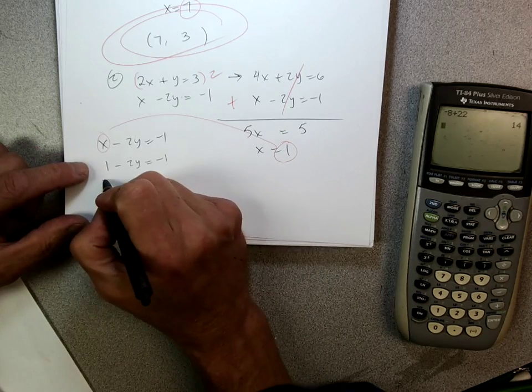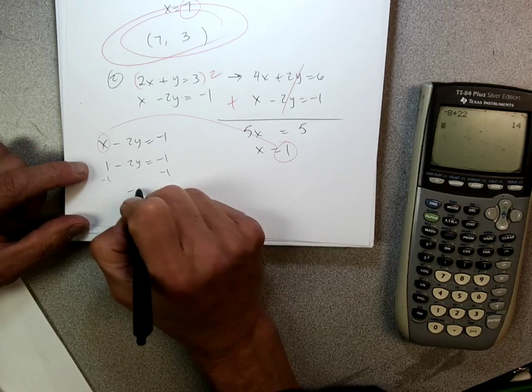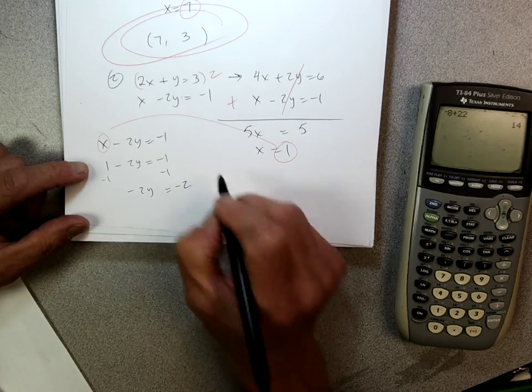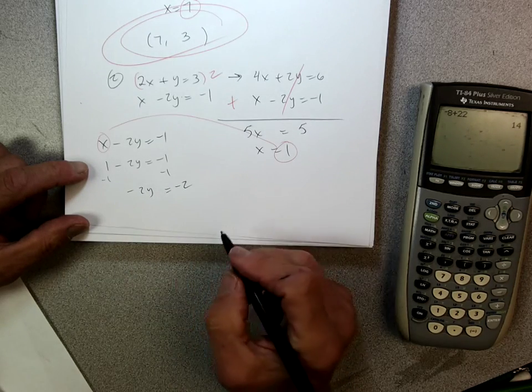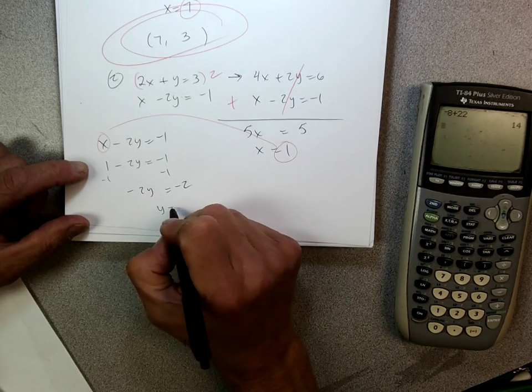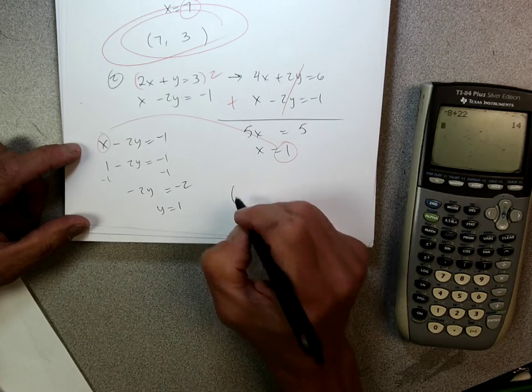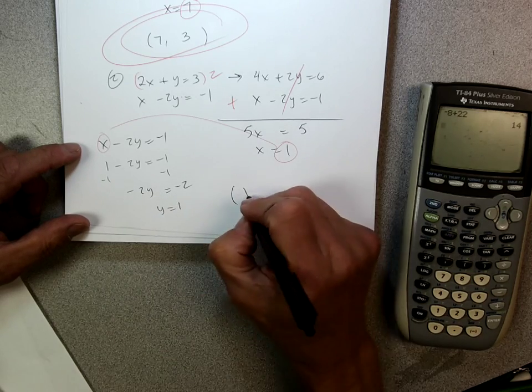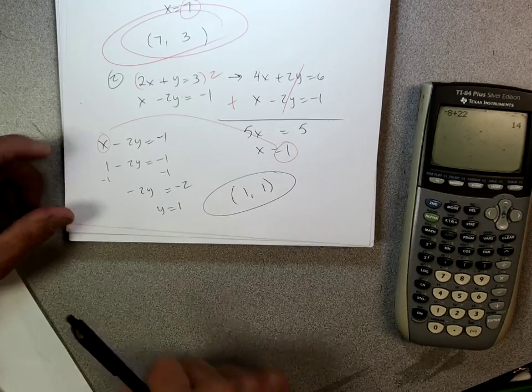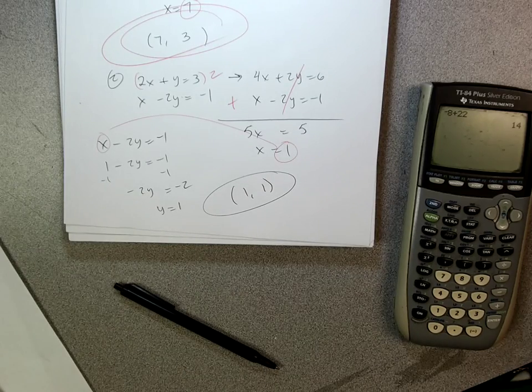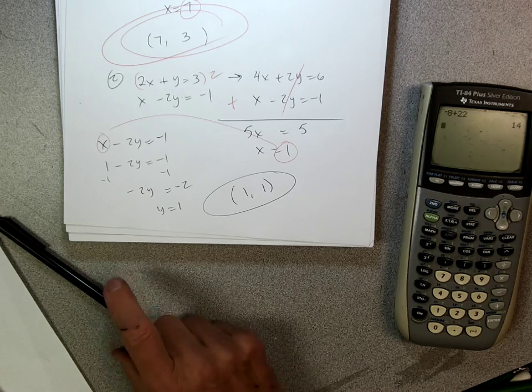So minus 1, we're going to negative 2y equals negative 2, right? Divide by negative 2, and y is 1. So my answer is going to be (1, 1). Okay? Alphabetical order, x always first, y, but in this case they're both the same. Okay, not too bad.